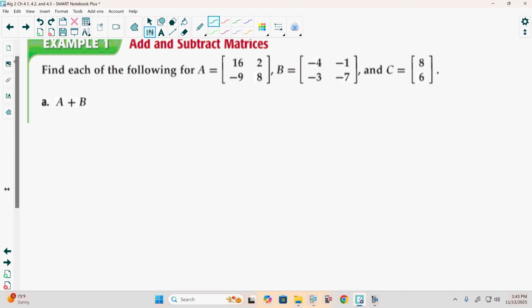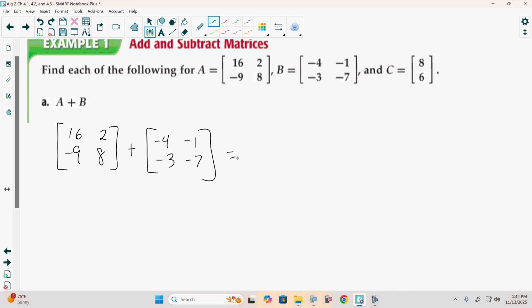Now the next thing we're doing is adding matrices. Adding matrices is nothing new. We did this at the beginning of the year. It's been a bit. But the only way we can add or subtract 2 matrices is if their dimensions are the exact same. So if we're saying A plus B, we'd take our matrix 16, 2, -9, 8, and add it to negative 4, negative 1, negative 3, and negative 7. So we're adding these two together. Matrix A is a 2 by 2. Matrix B is a 2 by 2. So we can add them together because the dimensions are the exact same.